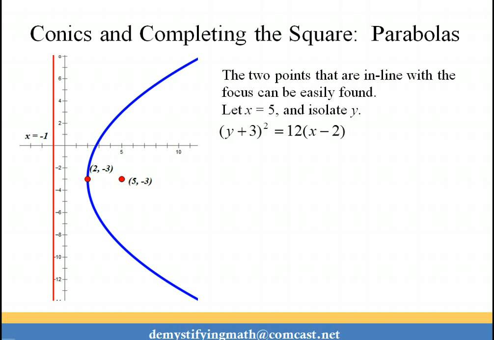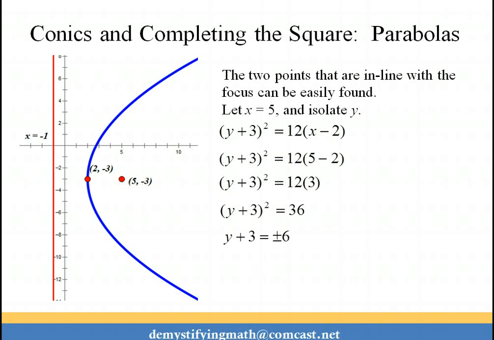Since our focus is at (5, -3), we're going to plug 5 into our equation for x and solve for y. So solving for y, we're going to subtract what's in the parentheses first, multiply by 12 and 3, and we have 36. Then we're going to take the square root of both sides of this equation. Now remember, when you take the square root, you always have to put plus or minus in front of your solution, because you could have a positive or a negative that was squared. Then we're going to bring the 3 over to the other side.